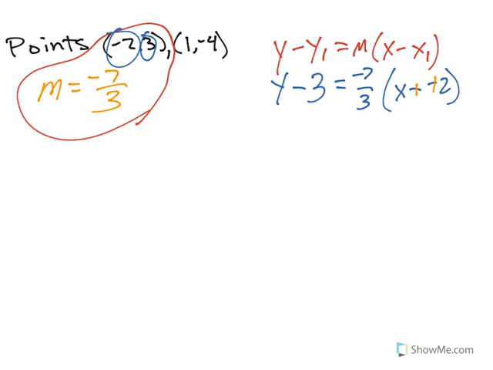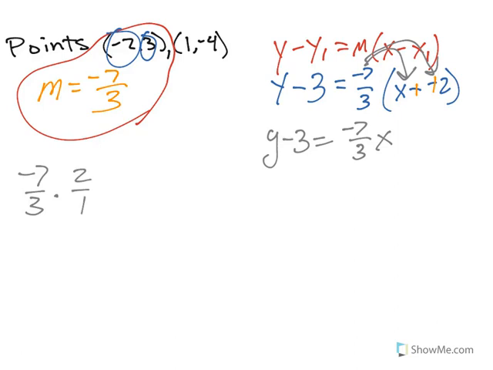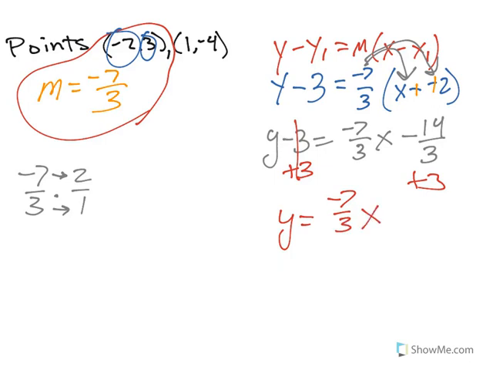And now we distribute. Okay, so on the left, I still have y minus 3, and on the right, I take -7/3 times x, -7/3 x, and then I take -7/3 times 2 over 1. Nothing cancels, so I just go straight across, and I have -14/3. Okay, so far, so good. Now I am ready to add 3 to both sides. Okay, so on the left, I'm left with y equals, and I have -7/3 x, but now I'm going to have to play with fractions.